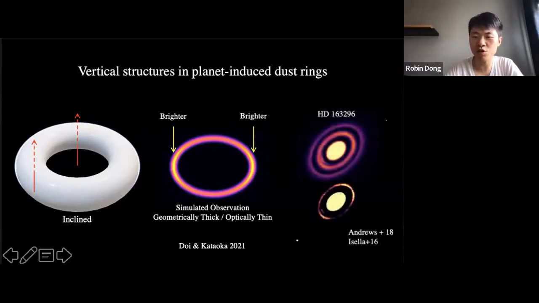The right panel here shows the reobservation of HD 163296. The two panels show the same data but with different stretch. The middle ring here, as we can see, is brighter along the major axis than the two edges along the minor axis. Perhaps this is a sign of finite vertical thickness, puffed up by a planet.